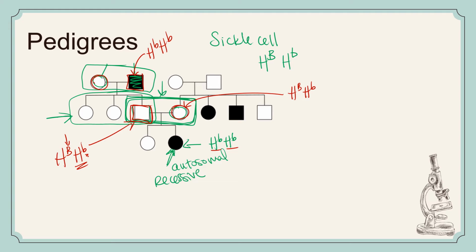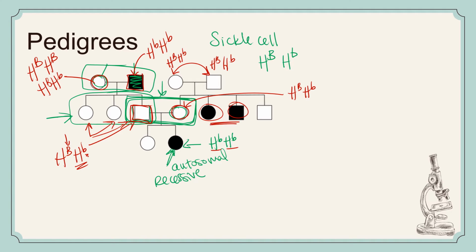This individual we don't actually know is going to be either homozygous dominant, H big B, H big B, or could be heterozygous. We can't really tell from this set of offspring. These guys, though, I definitely know that both of them are heterozygous, H big B, H little b. And we know this because they have children who are affected. These two individuals must have H little b in order to have that sickle cell trait.